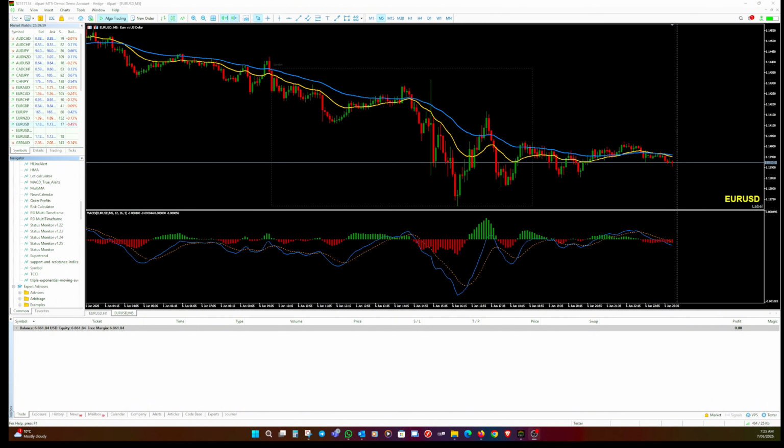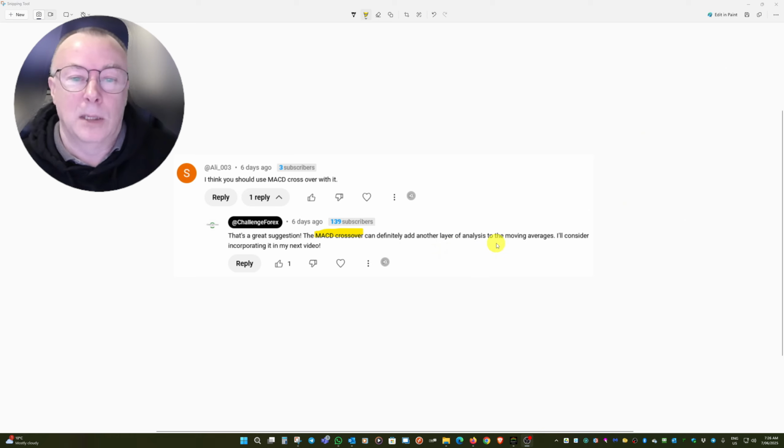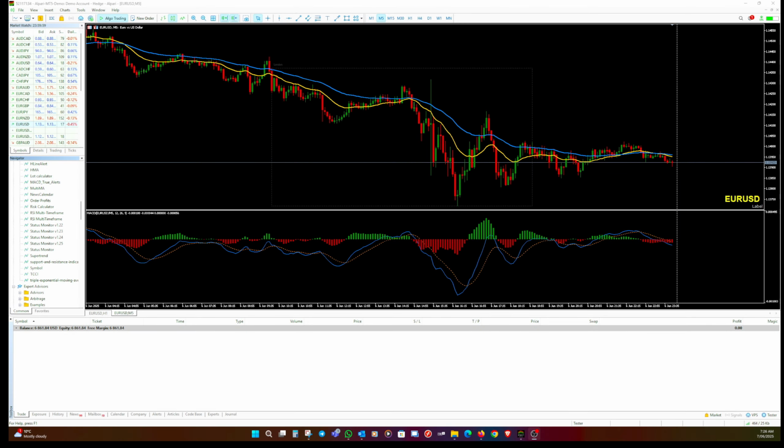So the first one is the MACD crossover. One of my followers suggested that we use a MACD crossover as another layer of analysis for moving averages. So I'm guessing that we would use the moving averages as a trend filter and look for the entry on the crossover of the MACD line. Let's have a look on the chart and see if we think this might be worthwhile and where we would see entries.